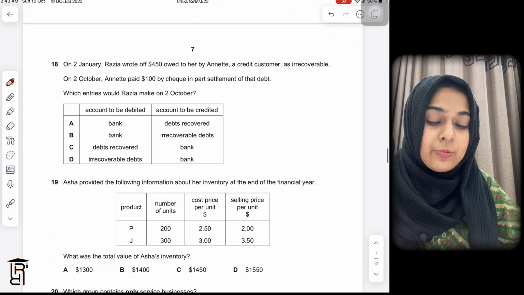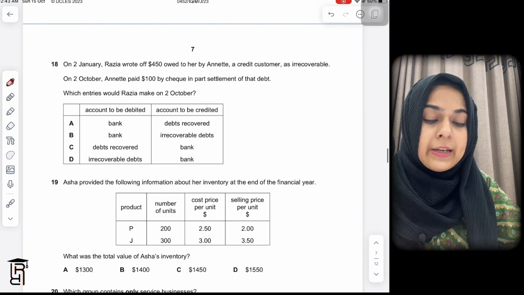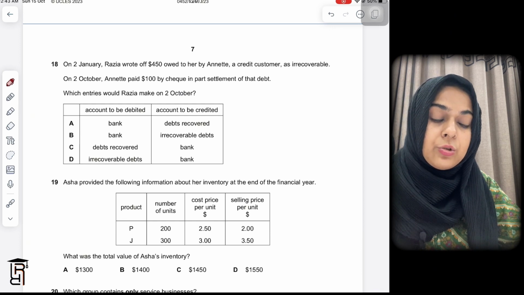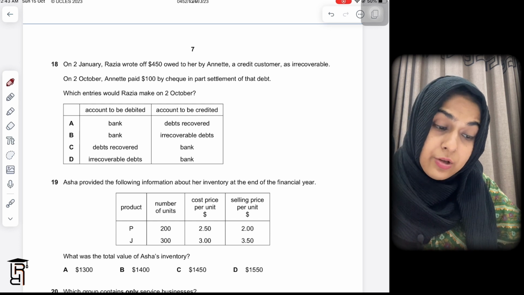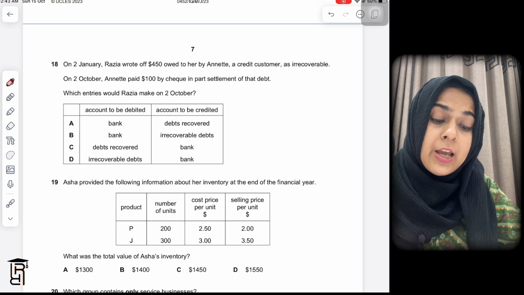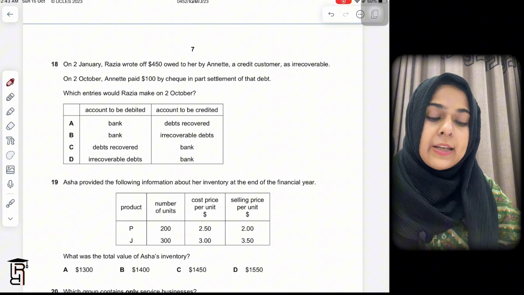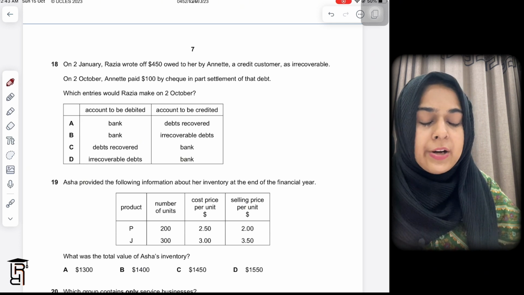Okay, the next question here, question number 18. On 2nd January, Razia wrote off 450 owed to her by Annette, a credit customer, as irrecoverable, so Annette cannot pay. On 2nd October, Annette paid $100 by check in part settlement of the debt. So which entries would Razia make on 2nd October? So she wrote off Annette on 2nd January, and then later in October Annette realized and paid Razia part of it by check.